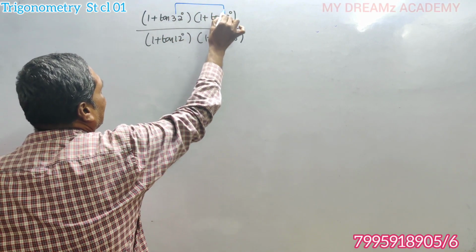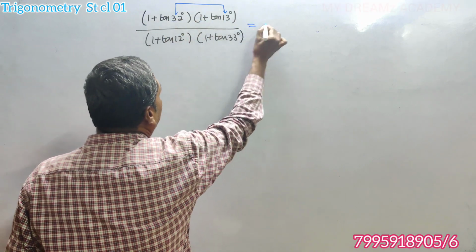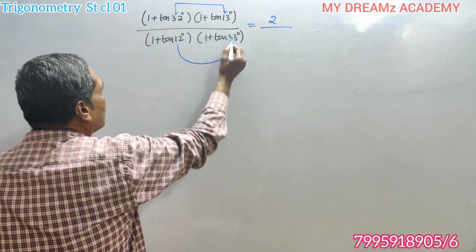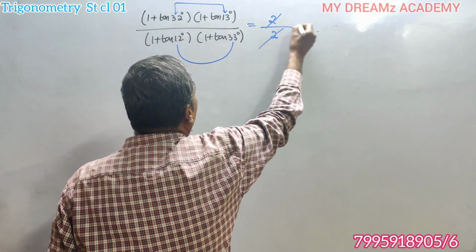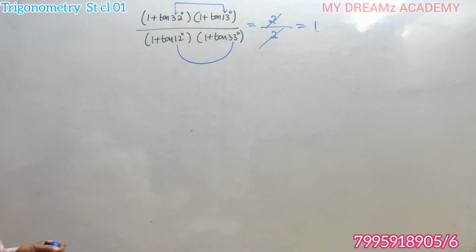32 plus 13 is 45. (1 + tan A)(1 + tan B) is 2. Similarly, 12 plus 33 is 45, so (1 + tan A)(1 + tan B) is 2. What is the answer? 1. Okay. Now we'll see one more problem.